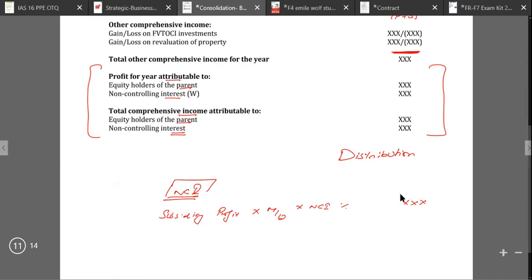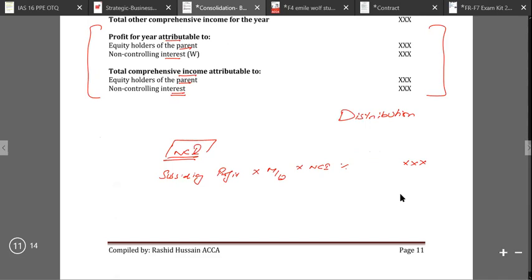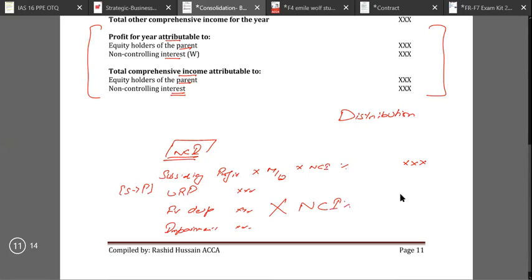This is simple, but there are some adjustments which you need to incorporate. Three adjustments. First one is the unrealized profit. Second one is the fair value depreciation. The third one is the impairment. These three things: the unrealized profit if the subsidiary has sold to the parent, the fair value depreciation of the subsidiary, and the impairment of the goodwill of the subsidiary. You take these total figures, multiply them by the NCI percentage, and these figures will be deducted from here. Now this is the profit which should be distributed to the non-controlling interest.